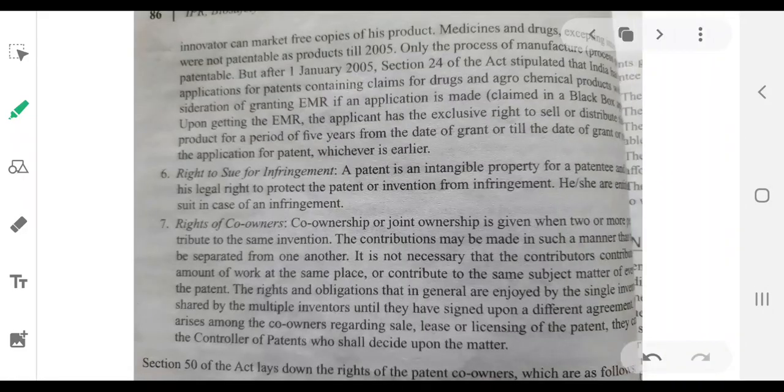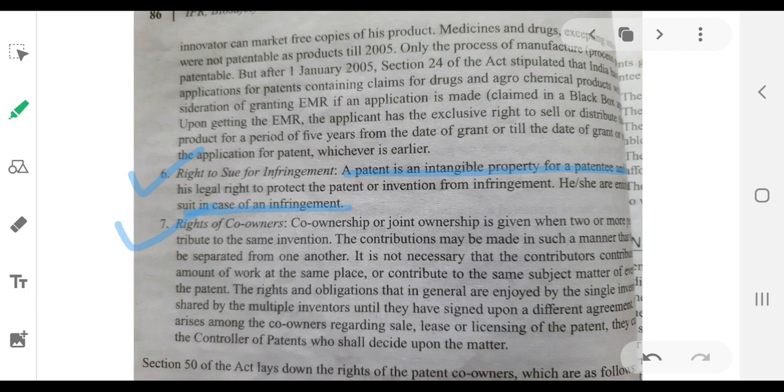Okay, next is your right to sue for infringement. A patent is an intangible property for a patentee, and it becomes his legal right to protect the patent or invention from infringement. He or she is entitled to file suit in case of infringement. So this is also another point which we have discussed briefly in our first class, right?